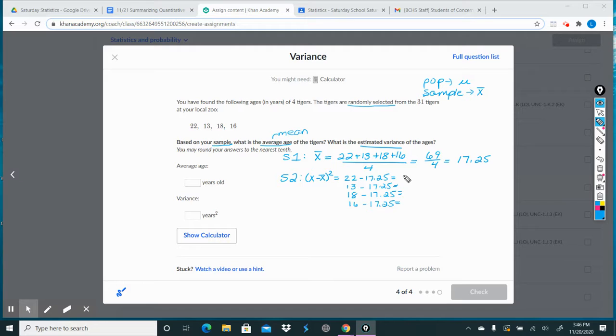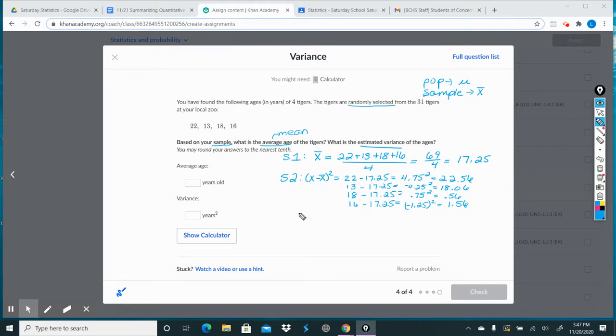So the first one ends up being 4.75. We're going to square that value and get 22.56. We'll round that to the nearest hundredth. 13 minus 17.25, we get negative 4.25. Square that value, and we end up getting 18.06. 18 minus 17.25 ends up being 0.75. Square that value, and we get 0.56. And finally, 16 minus 17.25 is negative 1.25. Squaring that value, we get 1.56.